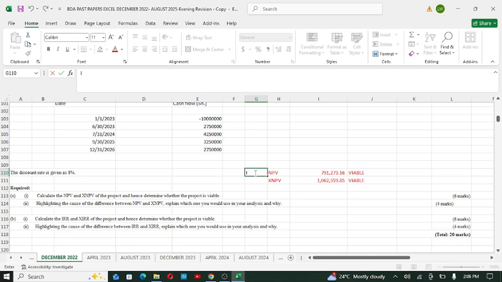Then Roman 2 of the question. What do they want? Highlight the cause of the difference between NPV and XNPV. Explain which one you will use in your analysis. From our calculation, what can we conclude about the two? It's very simple: using NPV, we have calculated without including the dates, but with XNPV, we have included the dates.